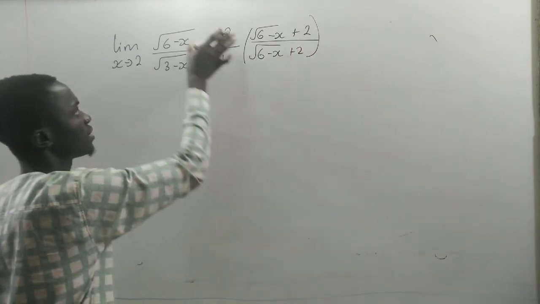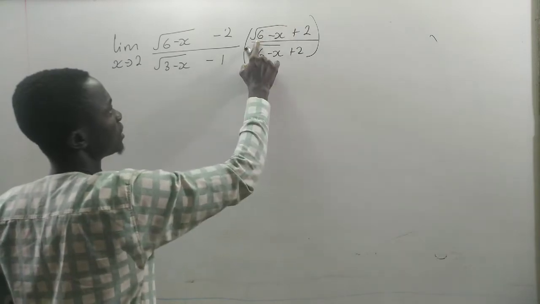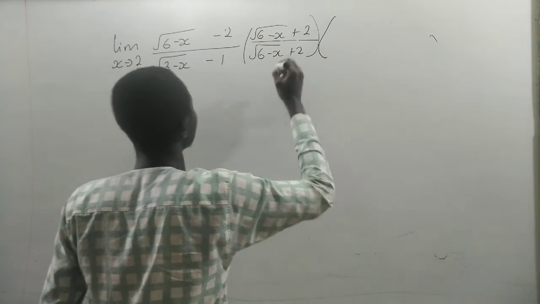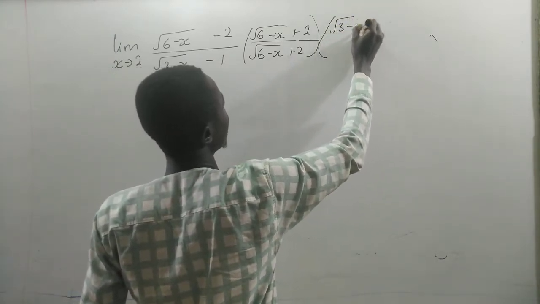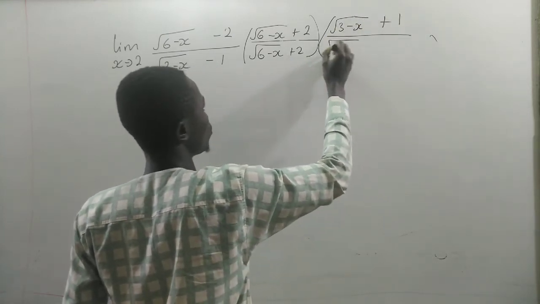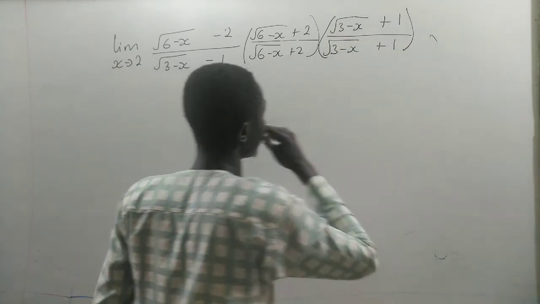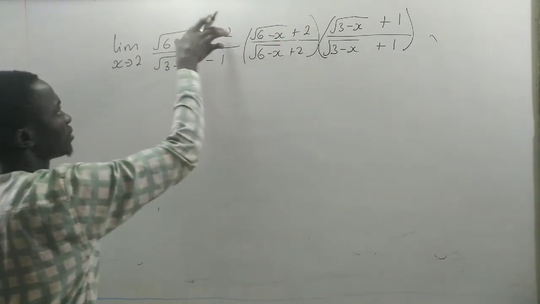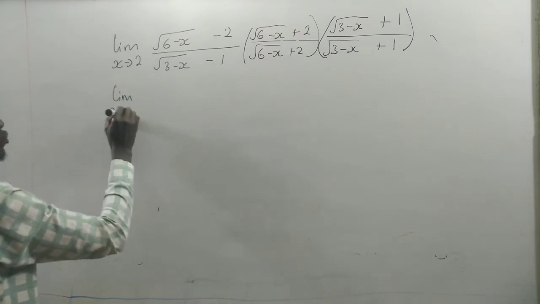That is, the conjugate of the numerator is root of 6 minus x plus 2, and the conjugate of the denominator is root of 3 minus x plus 1. And we multiply this one by root of 3 minus x plus 1 as well. Now, here we multiply this by that. So you have the limit as x approaches 2.